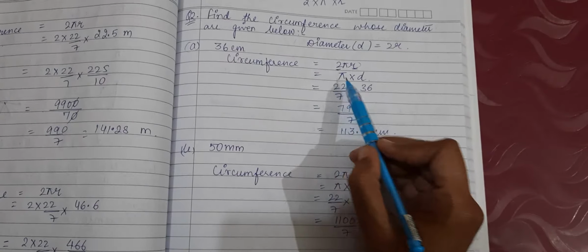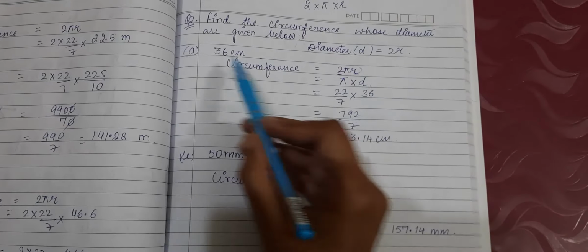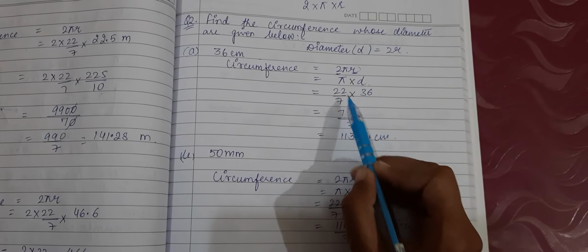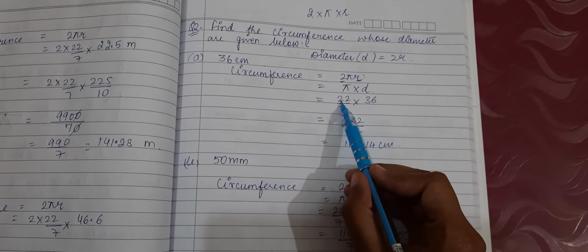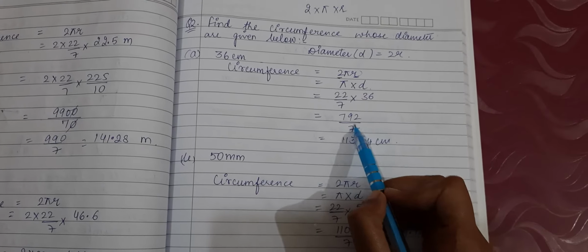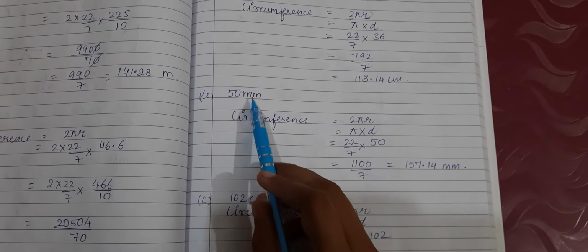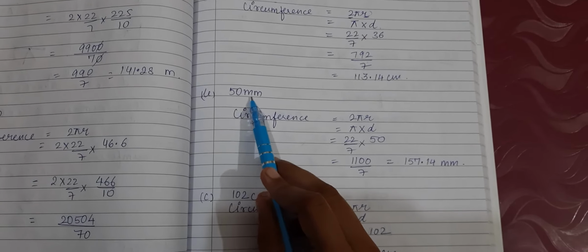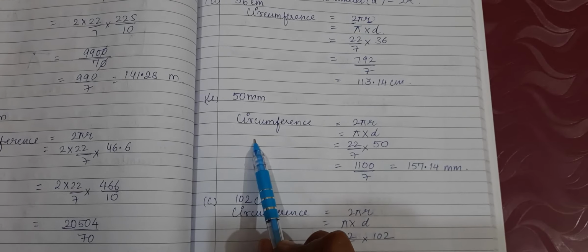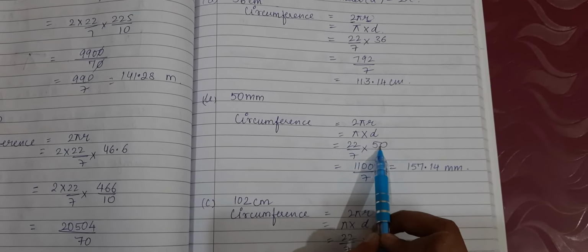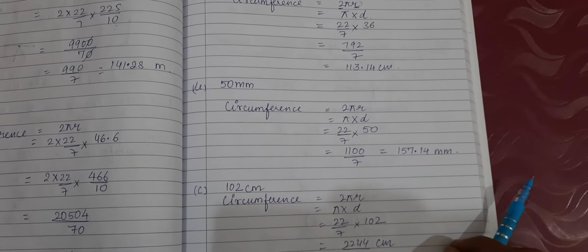Now what is the value of this pi? 22/7, and the diameter is given, which is 36. Just keep the values and multiply, because nothing is getting cancelled, so numerator will be multiplied with the numerator. Solve it, you will be getting the answer, right? Similarly, B part, 50 millimeters. This is the diameter, and you have to find the circumference. What is the formula? Pi into d. 22/7 into 50. Solve this, you will be getting the answer.